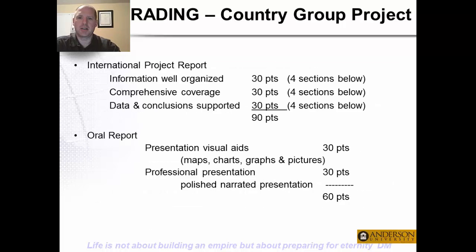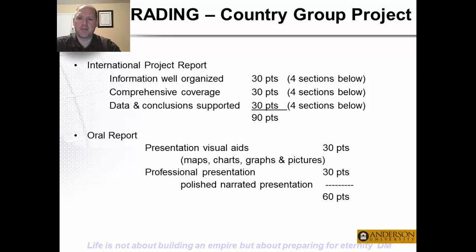Let's take a look at the grading system. There are two parts. One, the project itself, and then the second part is the report or the presentation. The first part is the project report. In the project report you have the information being well organized, and that's 30 points, 4 sections in the project, and I'll give those later.